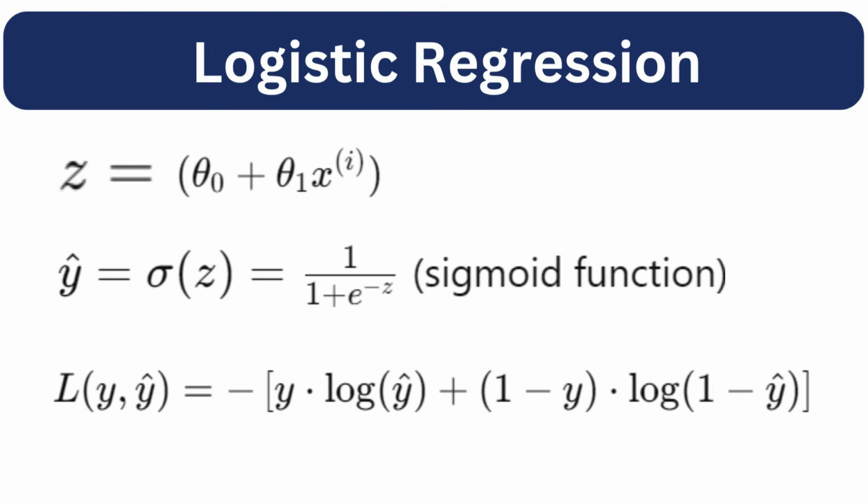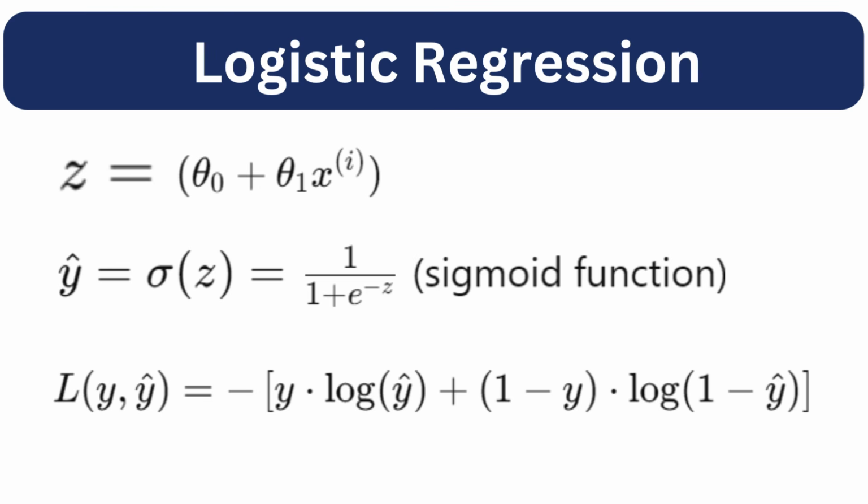In the second equation, y hat is the predicted value. It is actually the sigmoid of z. So the sigmoid formula is 1 divided by 1 plus e raised to the power minus z. The third equation is the binary cross entropy loss function: negative y log y hat plus 1 minus y log 1 minus y hat.